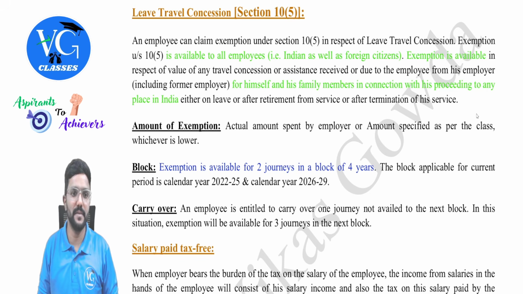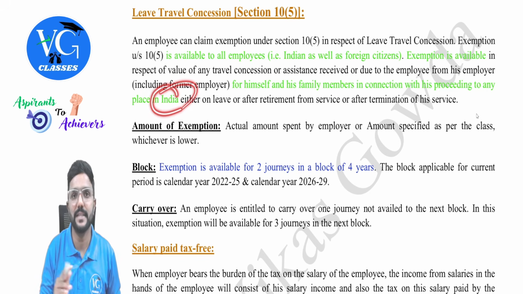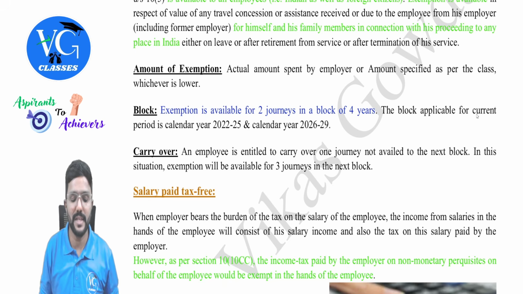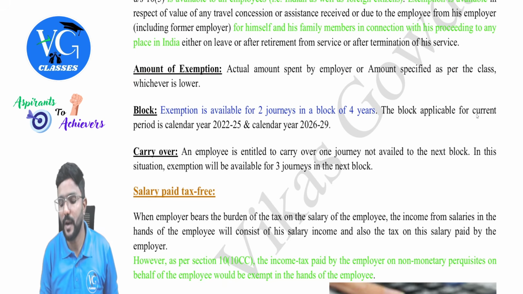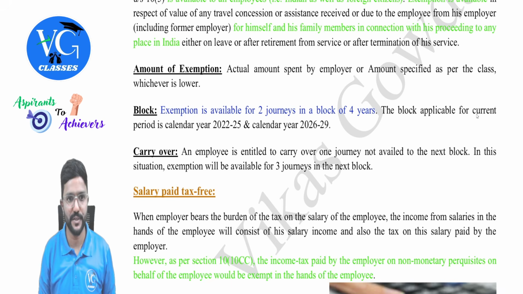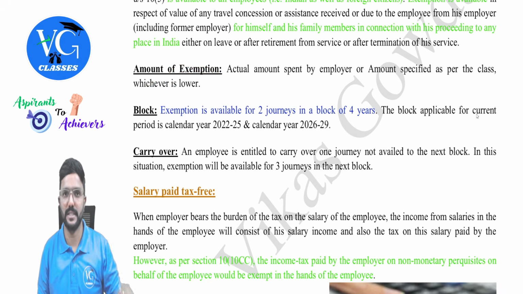Clear? So what is it? We will see. And please be careful, the travel should be for any place in India. Sir, what if it is a foreign tour and all? It is fully taxable. Okay. So what is the amount of exemption? Actual amount spent by employer or the amount specified as per the respective class depending upon the mode of transport, whichever is lower, guys. Remaining, if any, will be taxable.